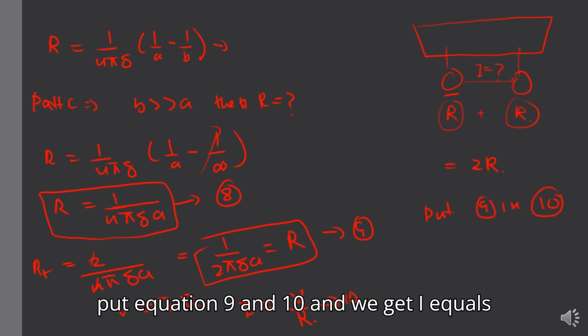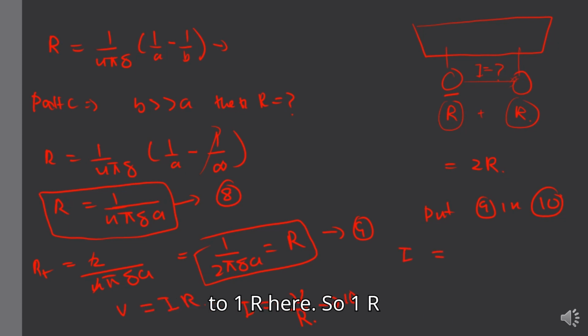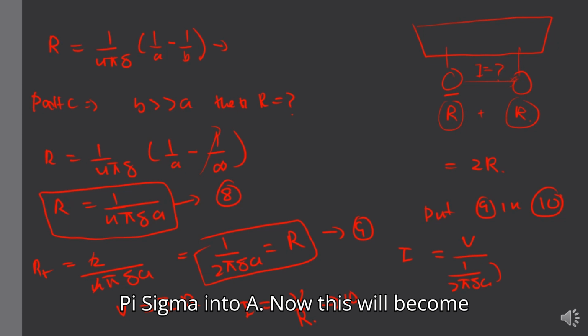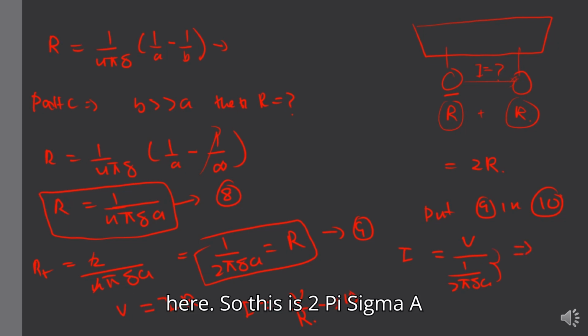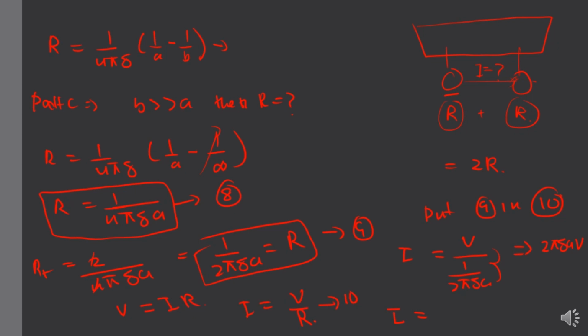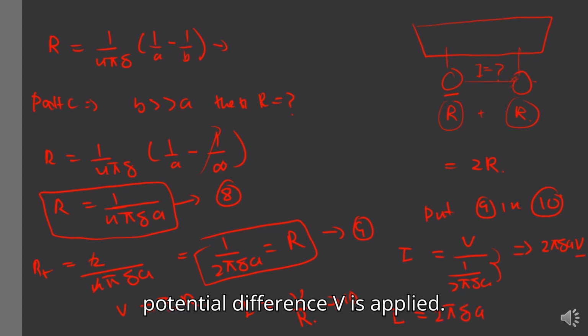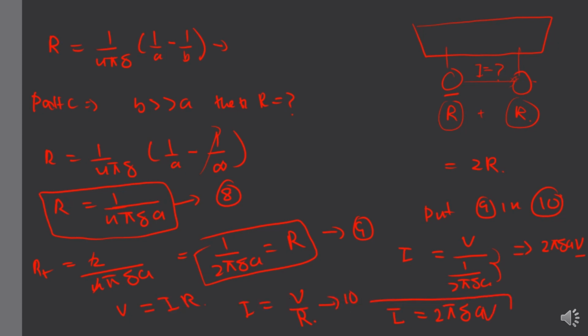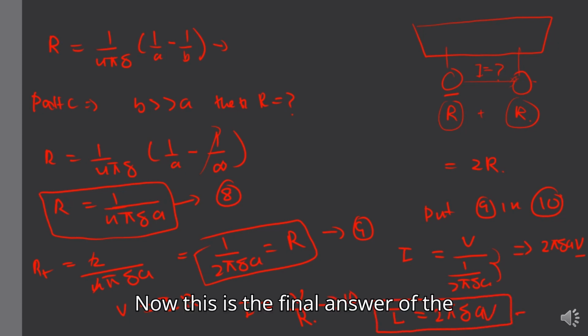So we put equations 9 and 10 and we get I equals 1 divided by R, so V divided by 1 divided by 2 pi sigma A. Now this becomes 2 pi sigma A into V. So the current I flowing from this sphere to this sphere is 2 pi sigma A V when potential difference V is applied. Now this is the final answer.